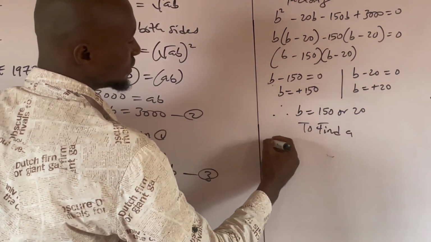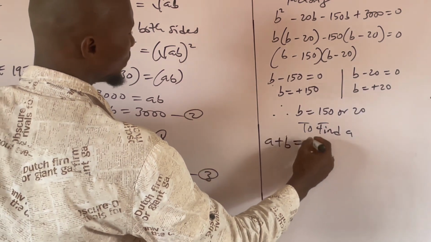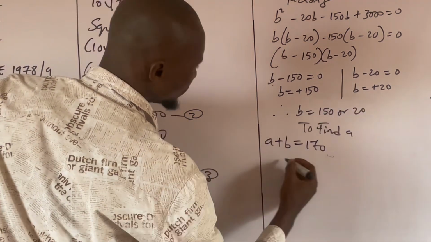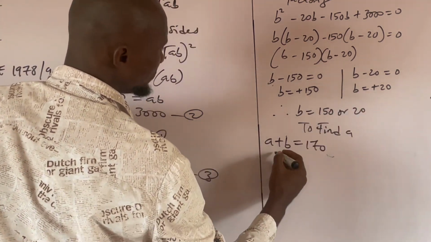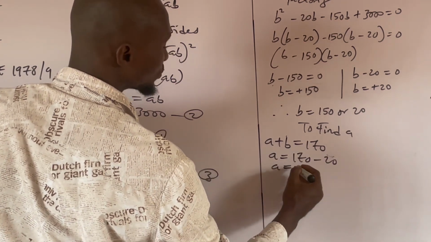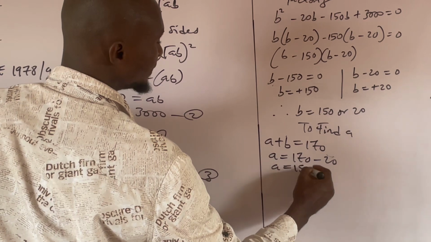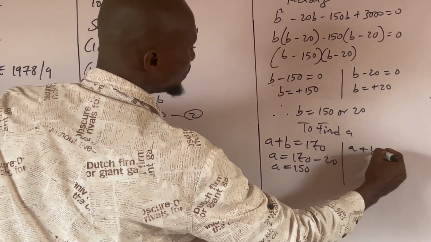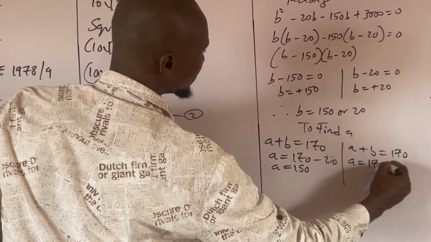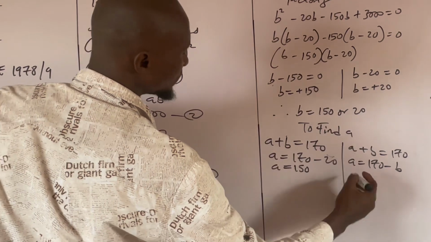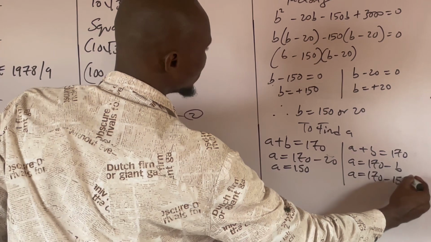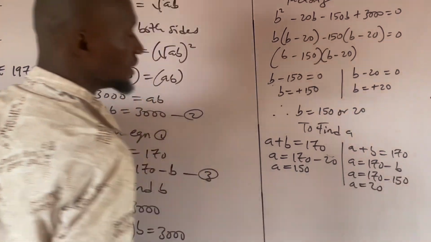So to find a, a plus b equal to 170, right? According to equation 1. So to find a, using b, when b is equal to 20, a is equal to 170 minus 20. A is equal to what? 150, right? Good. a plus b equal to 170, a equal to 170 minus b. Using 150, when b is equal to 150, that is 170 minus 150. a is equal to 20.